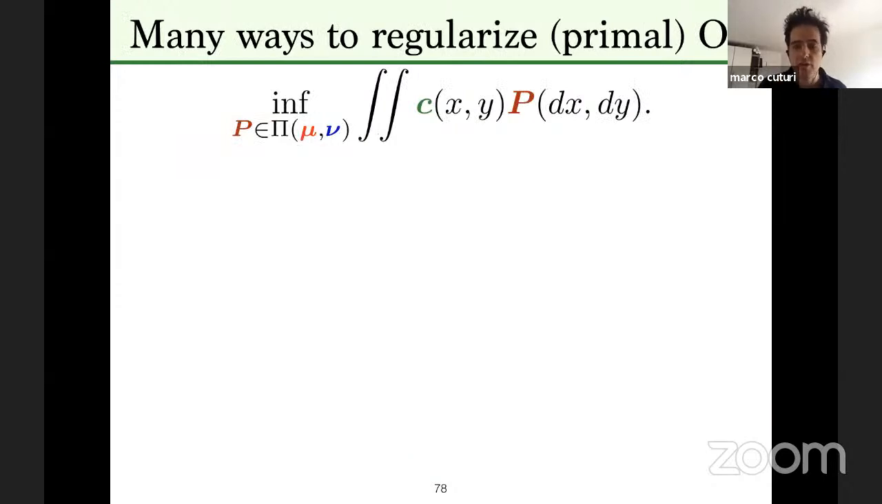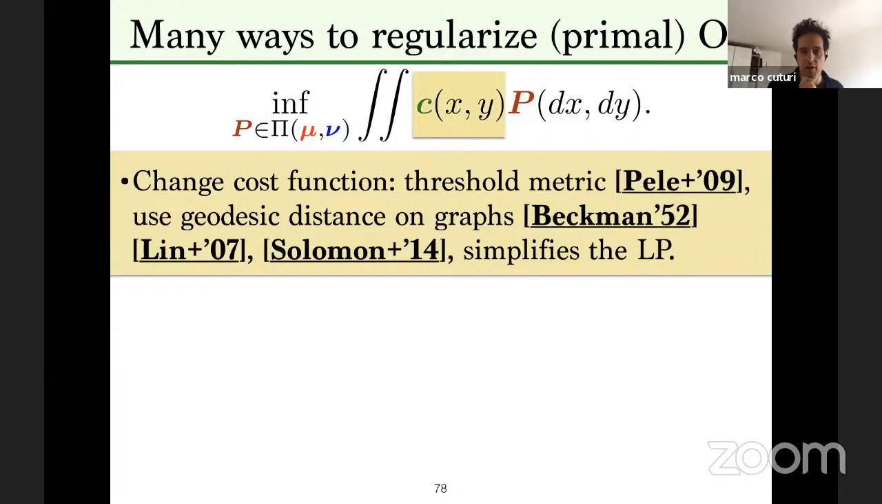Then we can also regularize the primal problem. So in the primal problem, an important research direction was, even before this was understood, to somewhat limit the scope of the cost. So yesterday we had a discussion with participants about this. So maybe an obvious way is to threshold, for instance, the metric. And this was proposed in a computer vision paper a few years ago. Or you can start actually enforcing that the cost has a very specific structure, such as the shortest path distance on a graph or things like that. And this simplifies the LP, makes it faster, and also works better statistically.